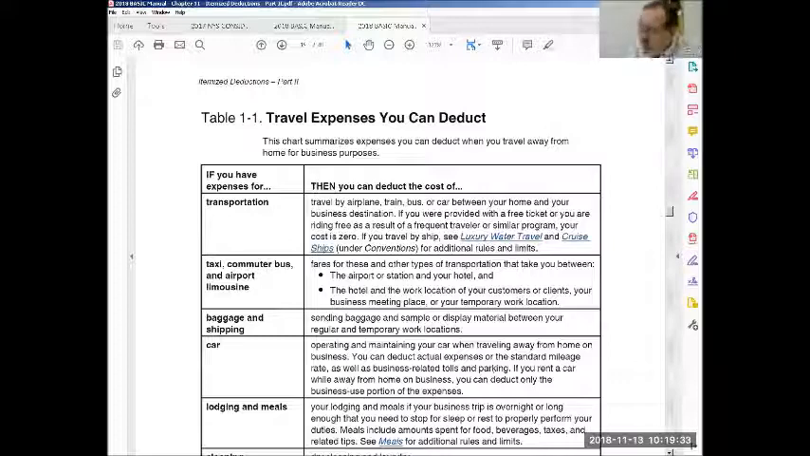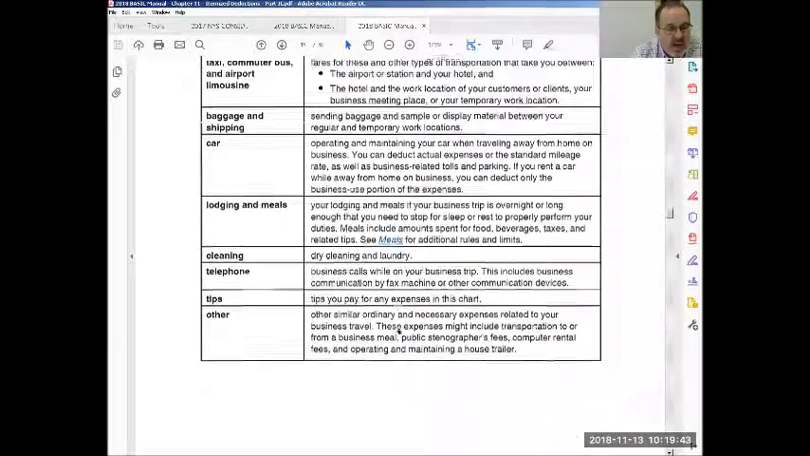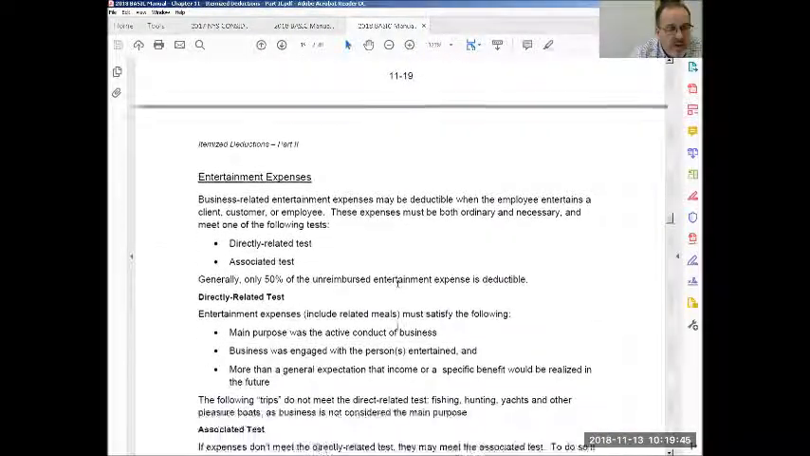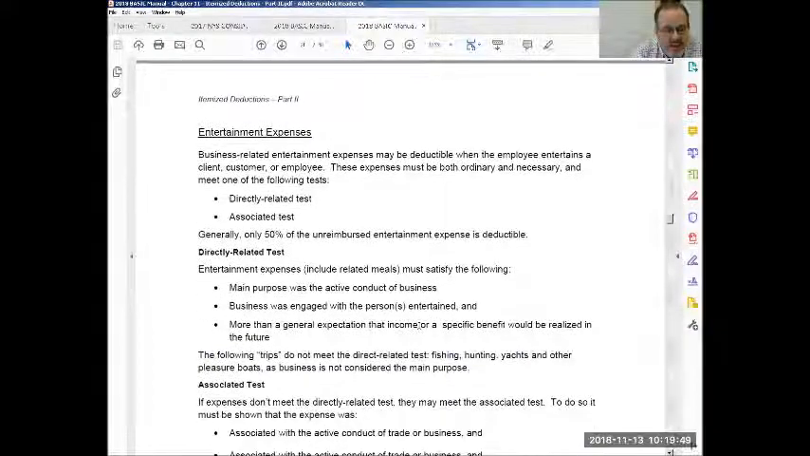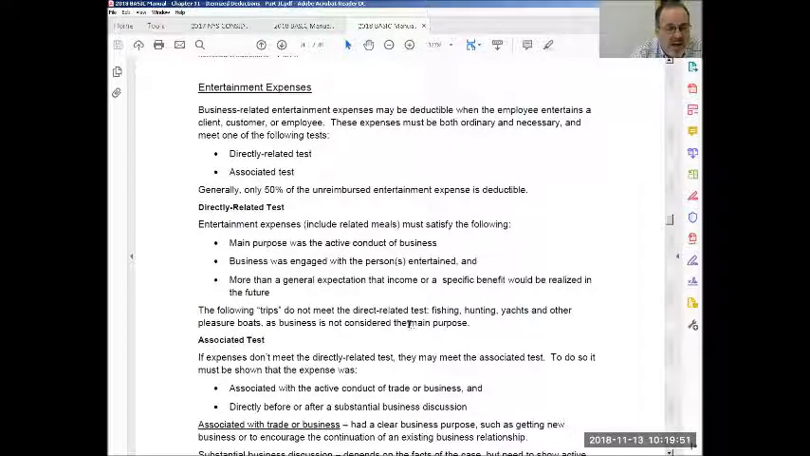All right, so that's where we talk about that with a per diem. So the travel expenses, it talks about the ones that you can deduct. They're in that little chart at the top of 1119. Okay, entertainment expenses. All right, this one has gotten where it's just not even worth trying.